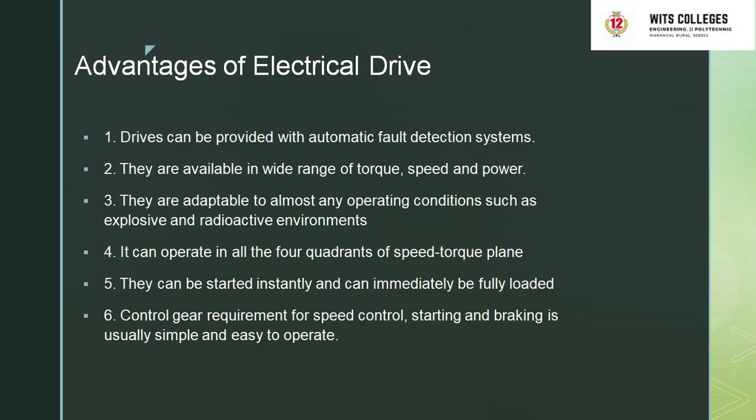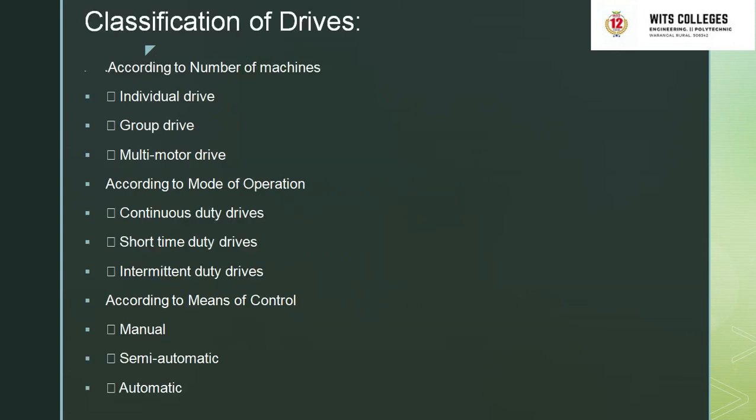The next one is that they are available in a wide range of torque, speed and power. The third one is that they are pollution free. The fourth one is that it can be operated in all four quadrants, they occupy less space and are very reliable, and they can be started instantly and immediately fully loaded. The control gear requirement for speed control, starting and braking is usually simple and easy to operate in an electric drive.